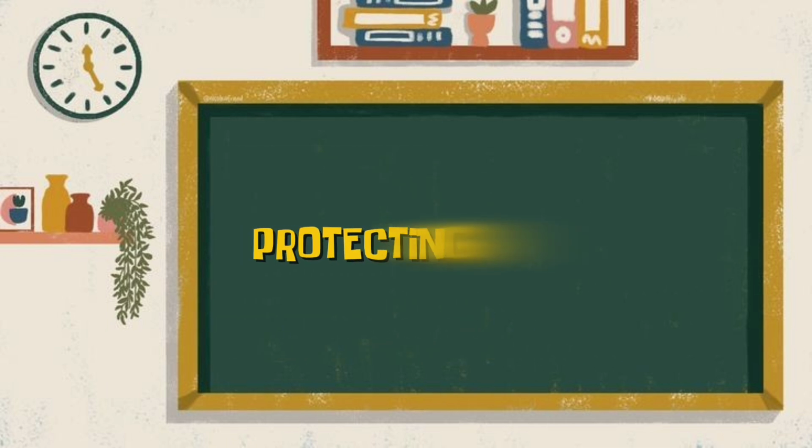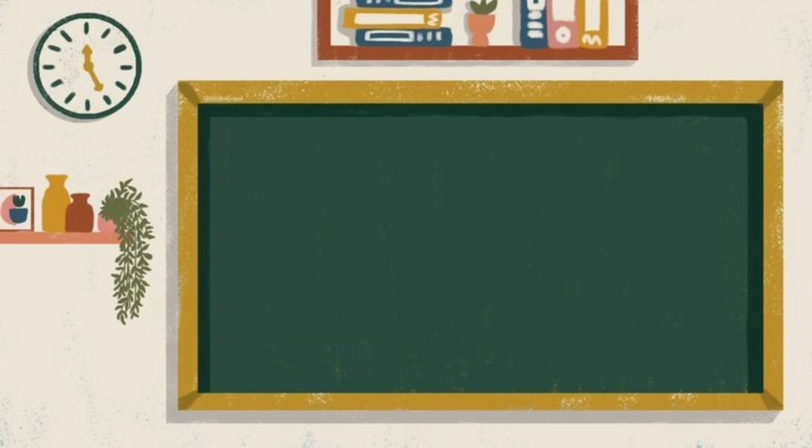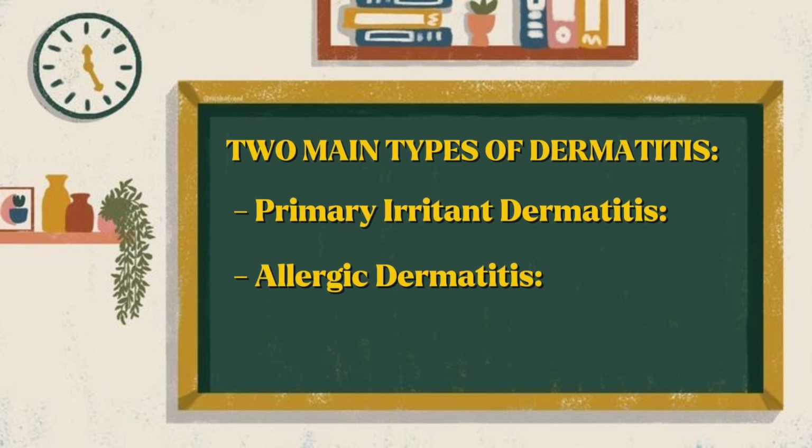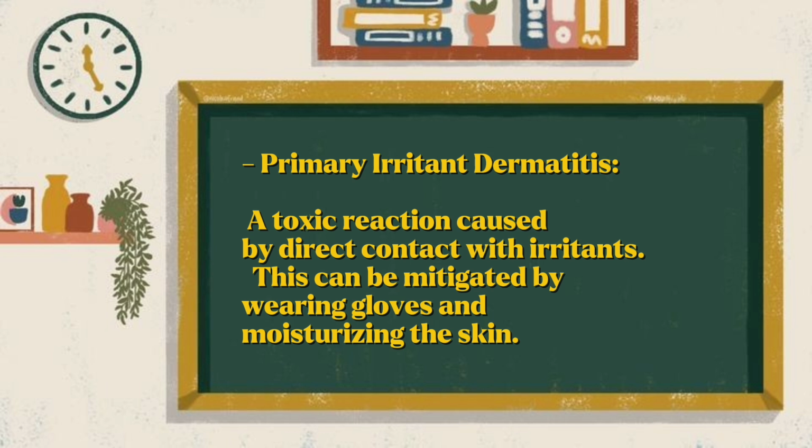Protecting your skin. Constant exposure to chemicals and client skin can lead to skin disorders. There are two main types of dermatitis: primary irritant dermatitis and allergic dermatitis. Primary irritant dermatitis is a toxic reaction caused by direct contact with irritants. This can be mitigated by wearing gloves and moisturizing the skin.